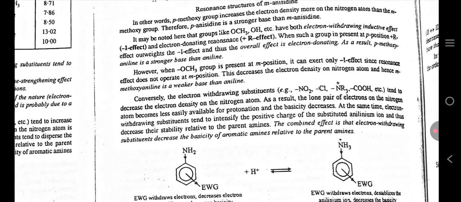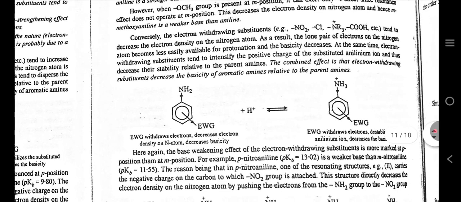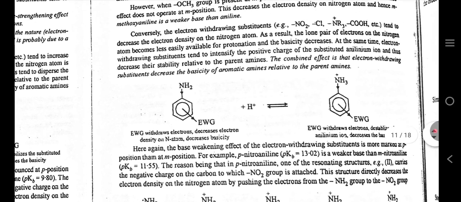It may be noted here that groups like OH, OCH3, etc. have both an electron withdrawing inductive effect and an electron donating resonance effect. When such a group is present at para position, the resonance effect outweighs the minus I effect and thus the overall effect is electron donating. As a result, para-methoxyaniline is a stronger base than aniline. However, when the OCH3 group is present at a meta position, it can exert only the minus I effect since the resonance effect does not operate at meta position. This decreases the electron density on the nitrogen atom and hence meta-methoxyaniline is a weaker base than aniline.